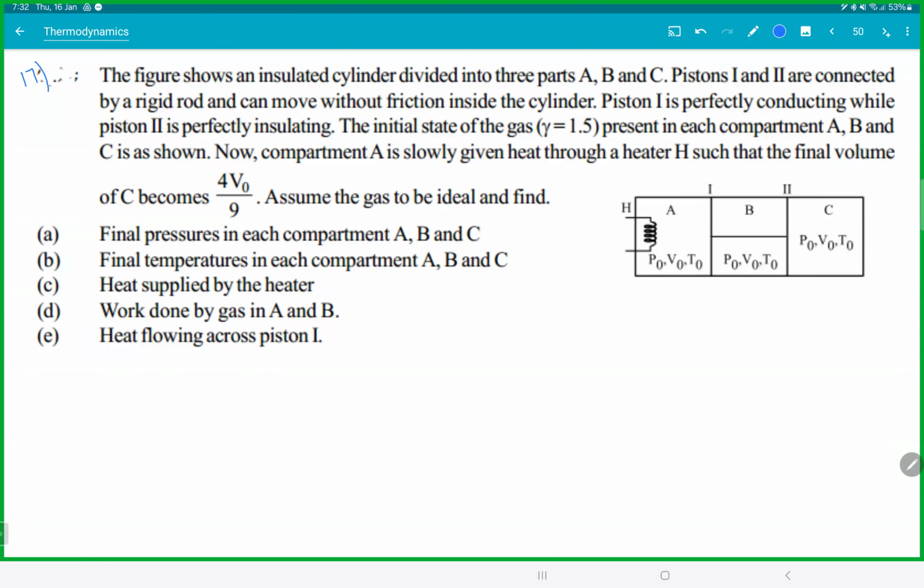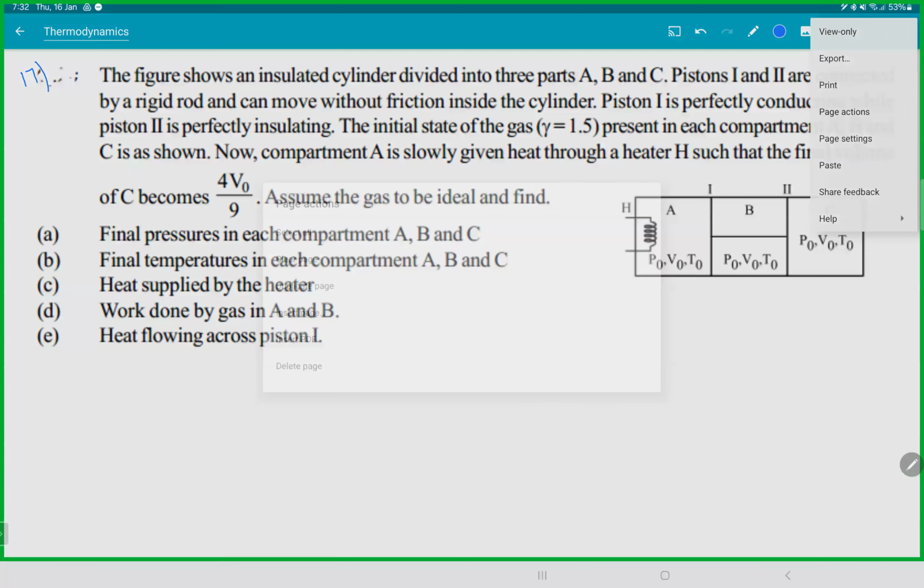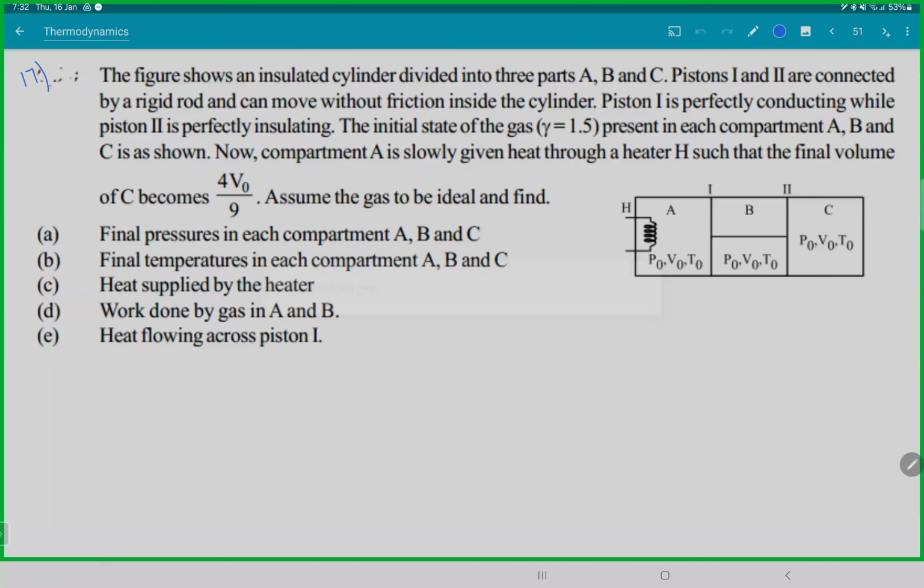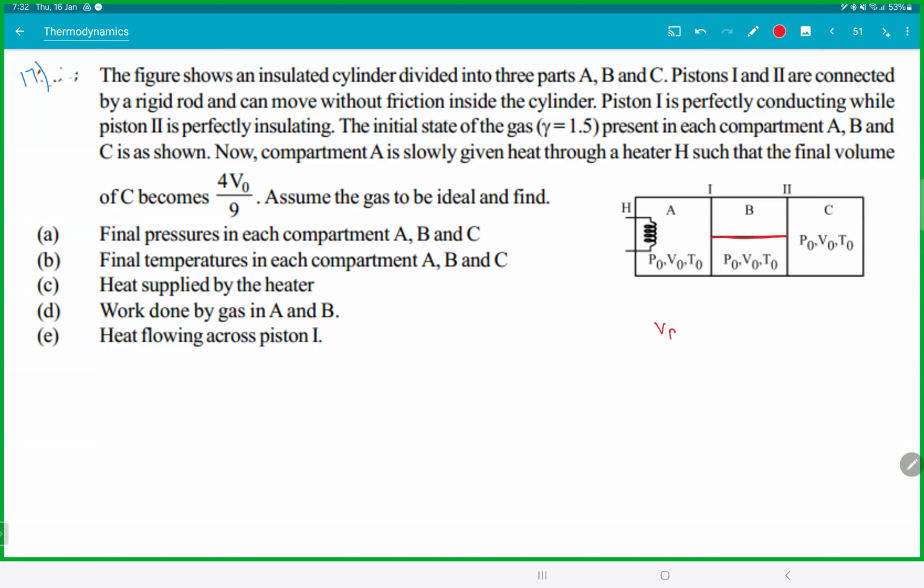The figure shows an insulated cylinder divided into 3 parts. There are a lot of things in this. I need that question at any point of time, so let's keep it like this. Piston 1 and 2 are connected by a rigid rod. So this is a rigid rod. So can I say like this? Volume in B remains constant. Meaning do whatever you want, volume in B won't change.